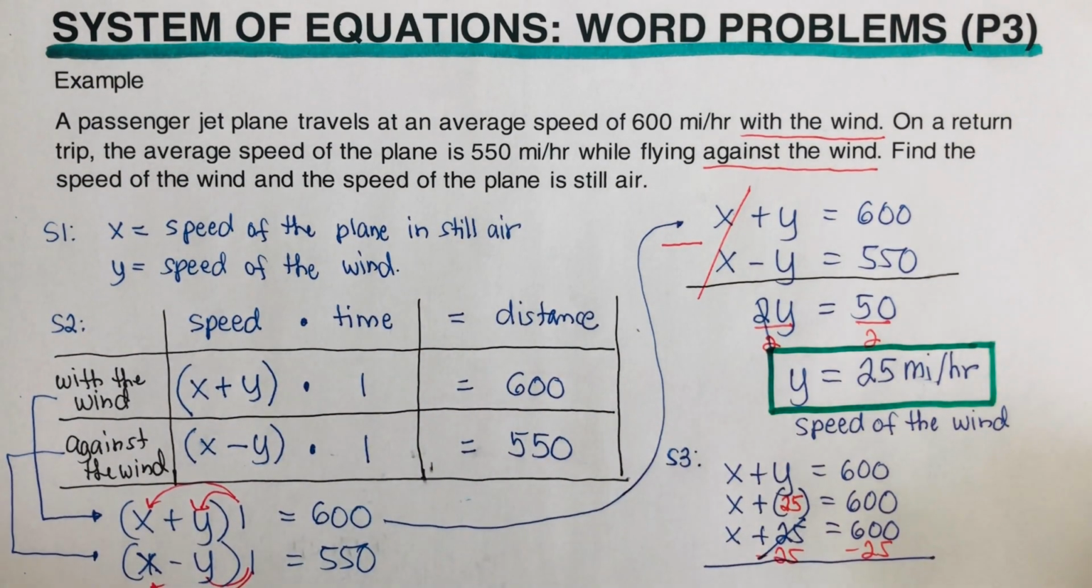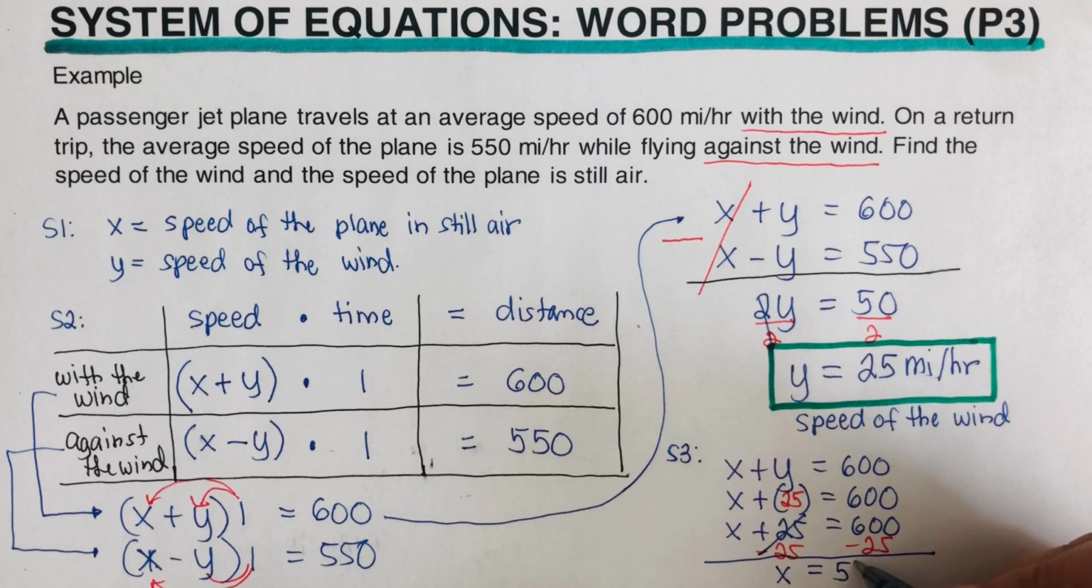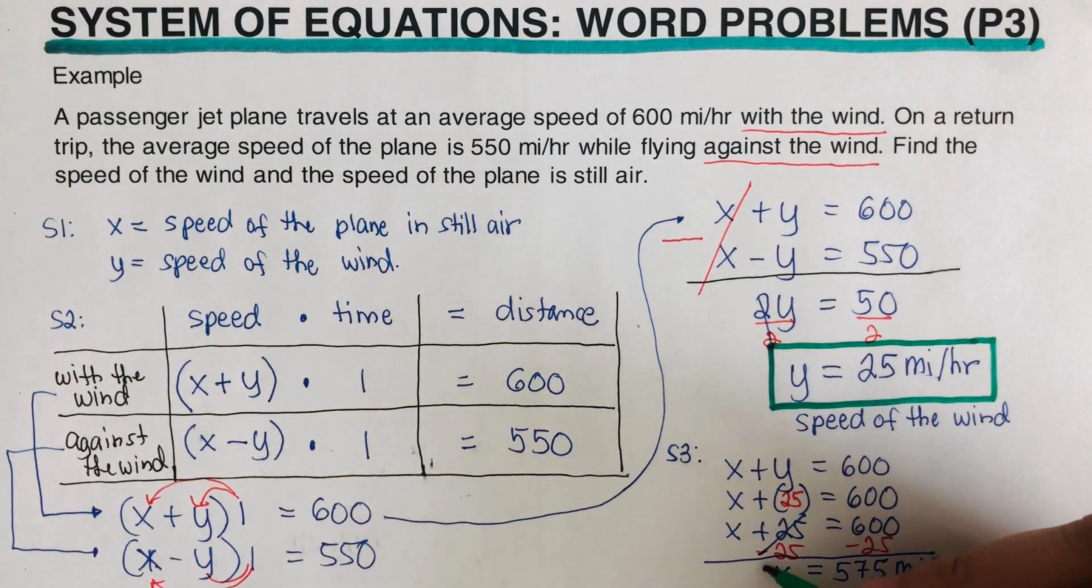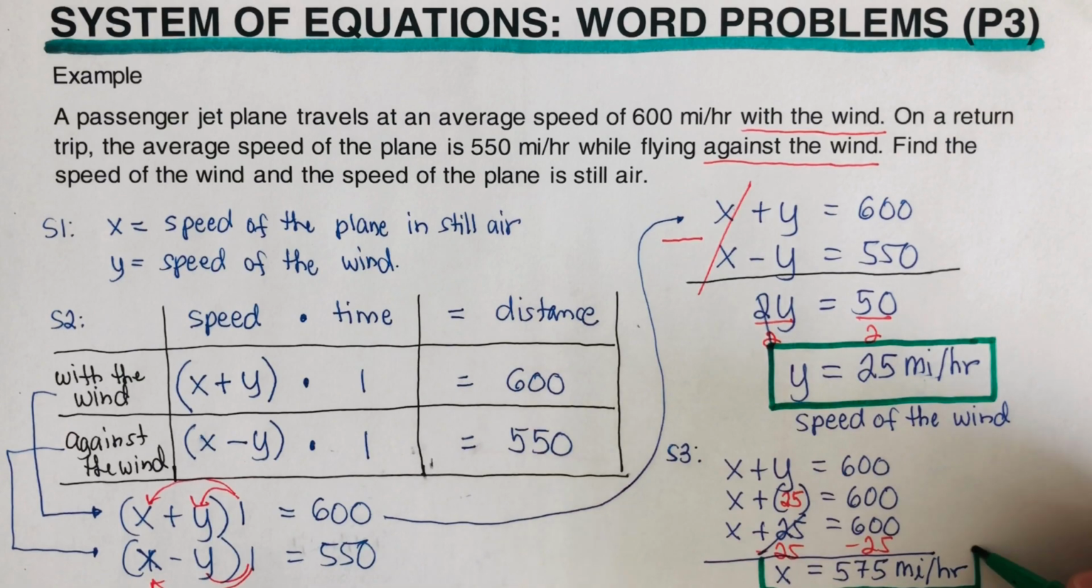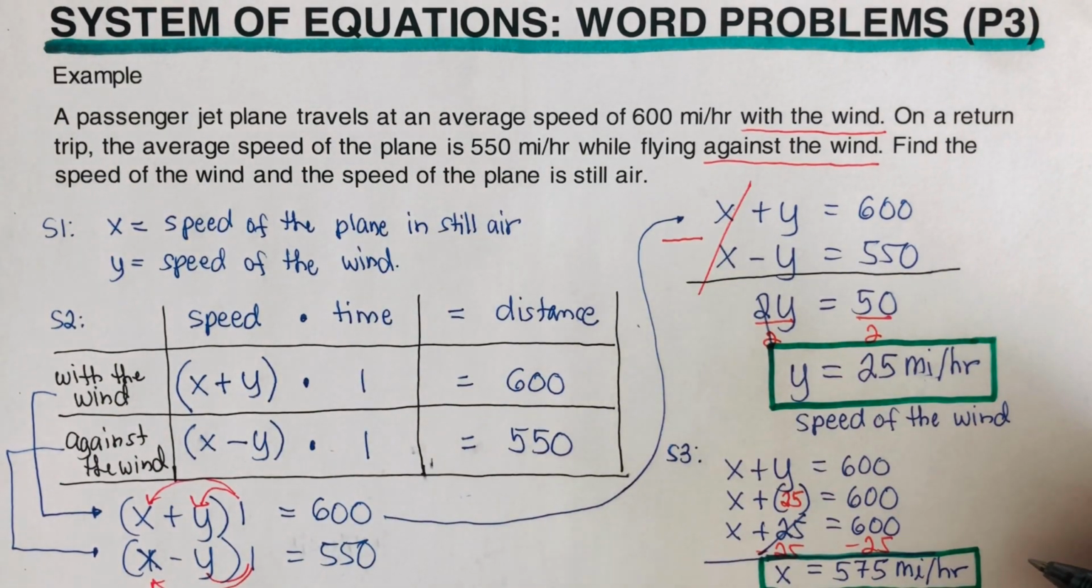And so we are left with x is equal to 575. So the unit that we're going to have here would be miles per hour. And this is the speed of the plane, which is represented as variable x. So I'm just going to label this as speed of the plane.